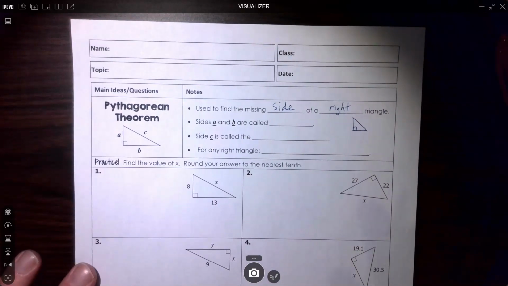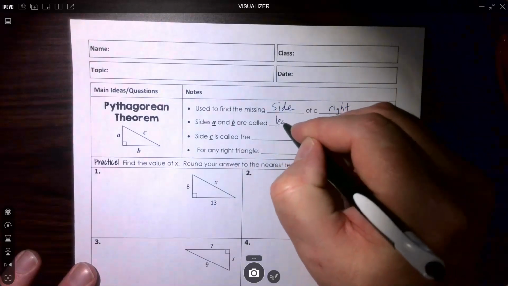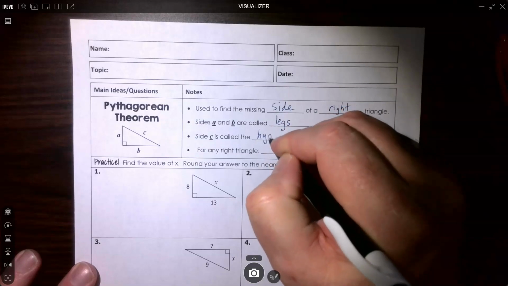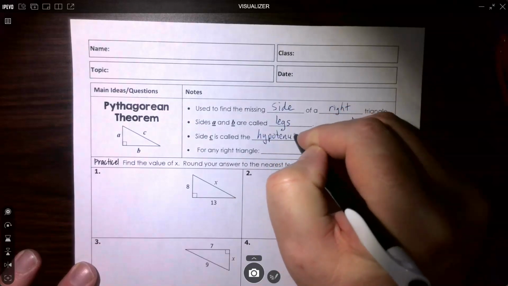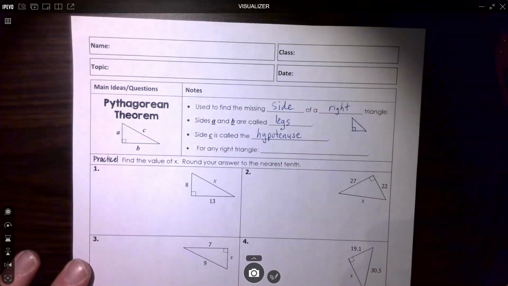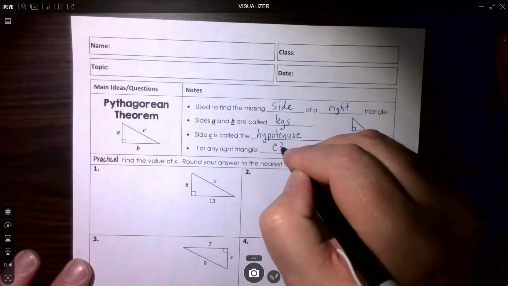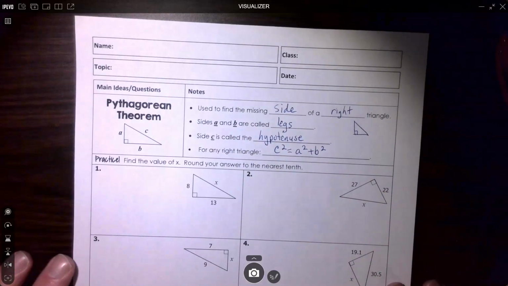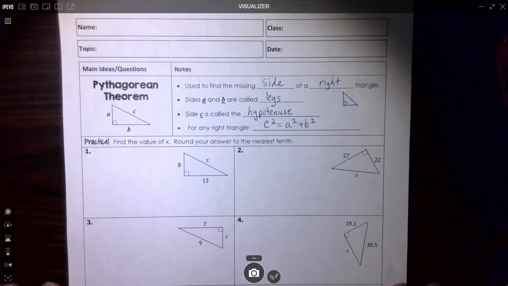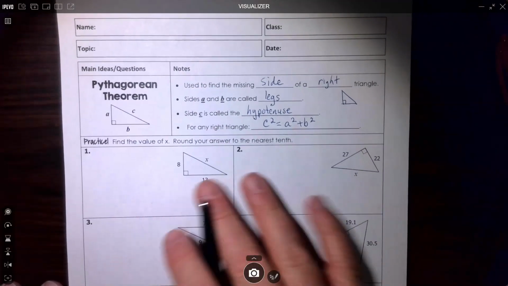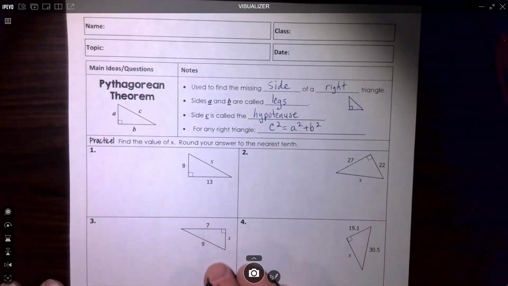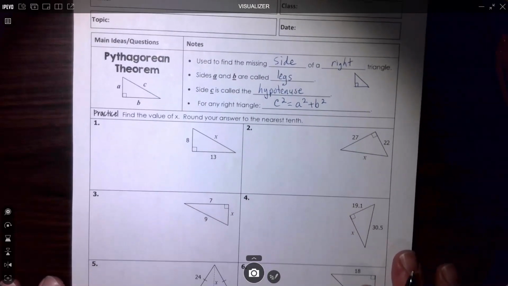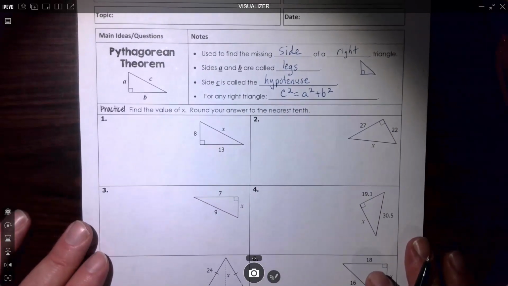Sides A and B are called the legs of a right triangle, and C is called the hypotenuse. The equation for any right triangle is C squared equals A squared plus B squared. In this particular lesson, we're going to be trying to find either the length of a leg or the length of the hypotenuse. Those are the only two options when using the Pythagorean theorem.